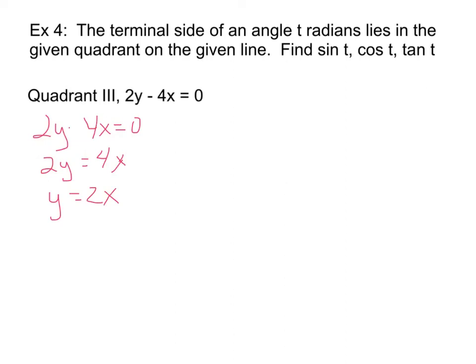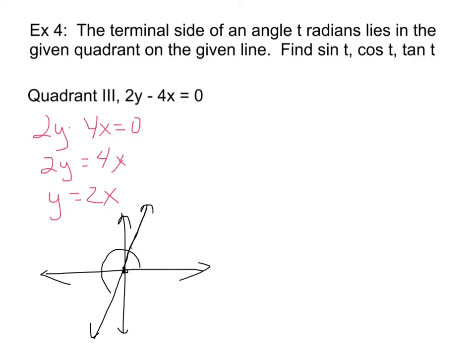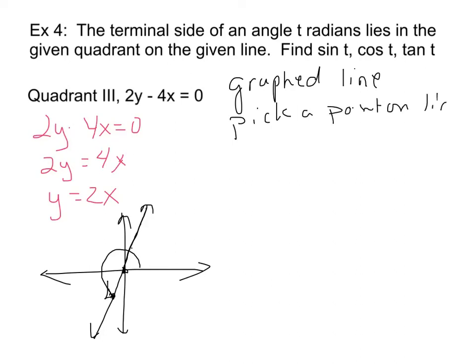If I graph that, it goes through 0, 0. Because my intercept is 0, my slope is 2 over 1, up 2. So here's my line. Now, it says my terminal side of my angle t lies on that line in the third quadrant. So my angle goes around like this. My next step is, so first I graphed the line. Now pick a point on the line. It has to be in that quadrant.